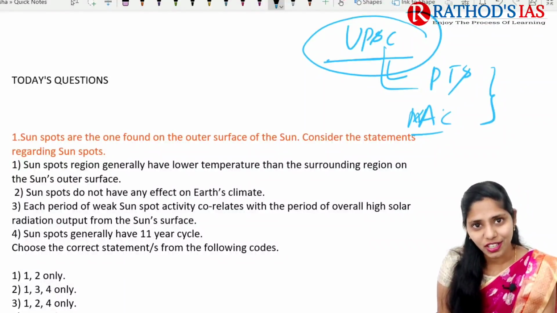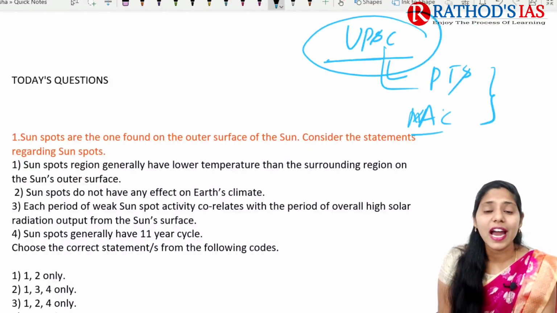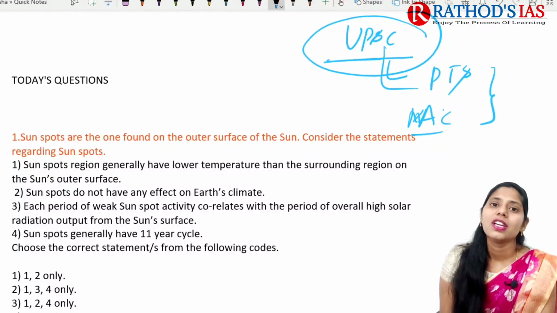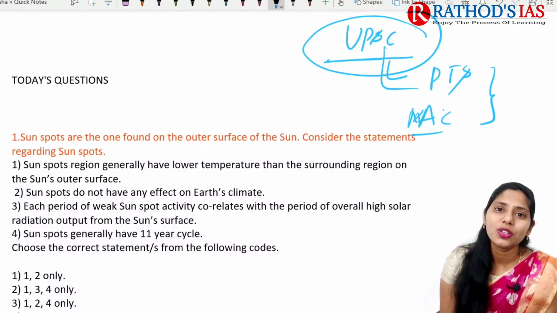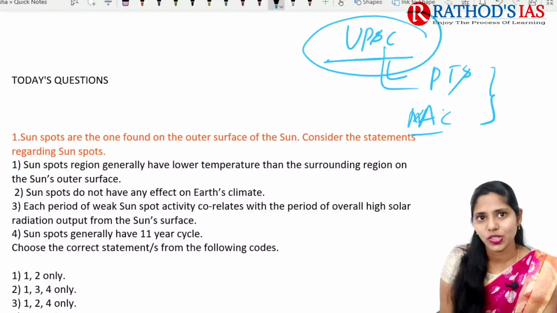How many guesses went right, how many guesses went wrong, why you went wrong, and how you can guess the correct answer. That analysis is very, very important, because in this prelims you will be getting 100 questions. Out of this, even a topper will know only 30 to 40 correct answers, and for the remaining they have to go for guesswork. So for this, analysis is very important.